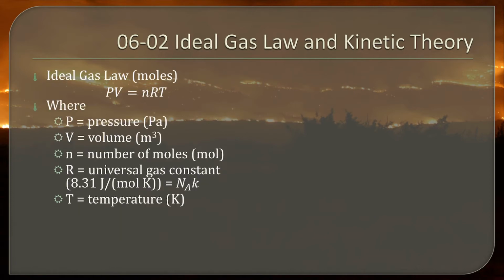So we could rewrite the ideal gas law using moles. P is still pressure, V is still volume, T is still temperature in Kelvin. But n now is the number of moles, and R is the universal gas constant, 8.31 joules per mole Kelvin. And that is Avogadro's number times Boltzmann's constant.